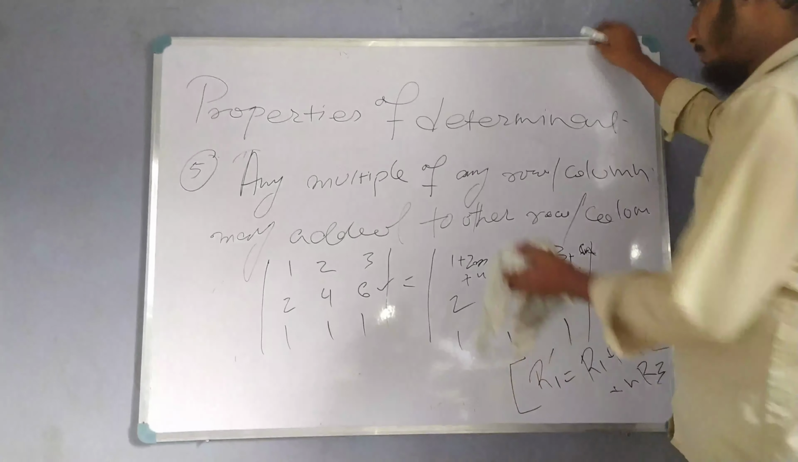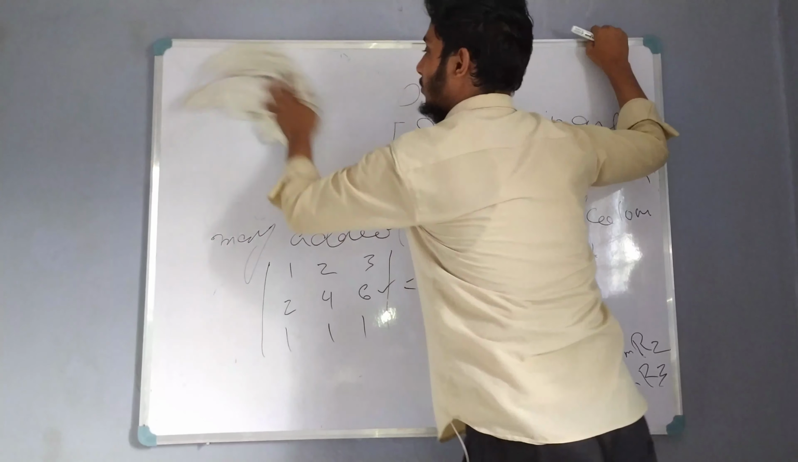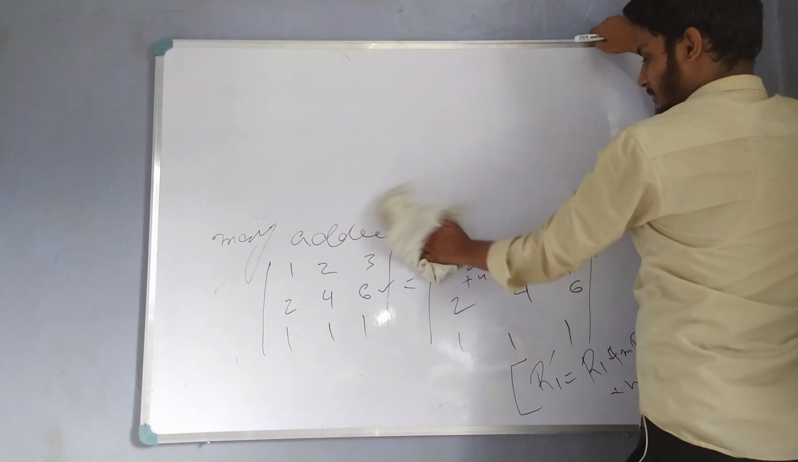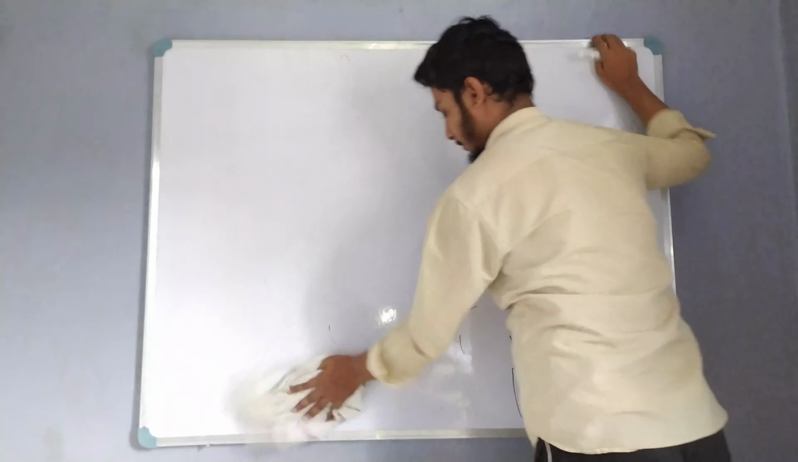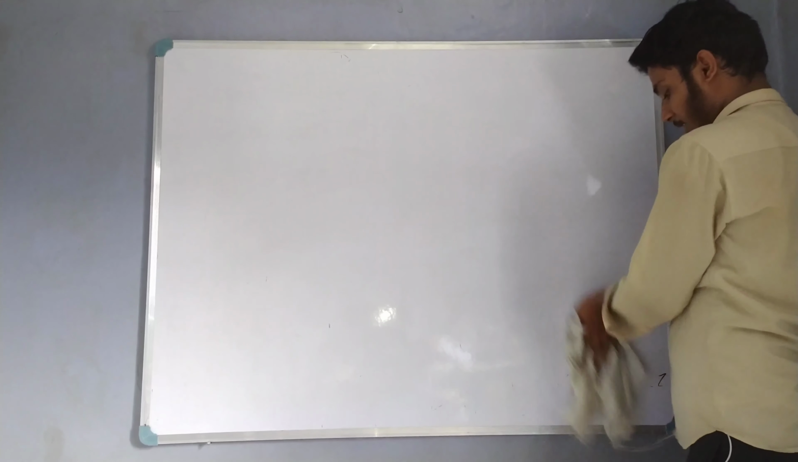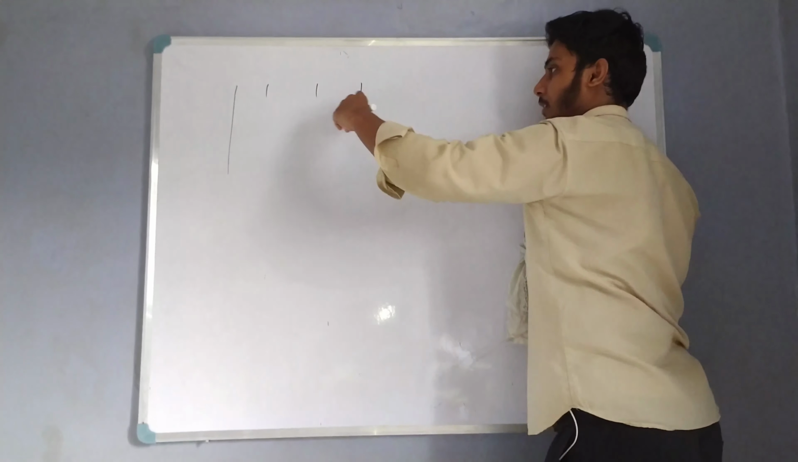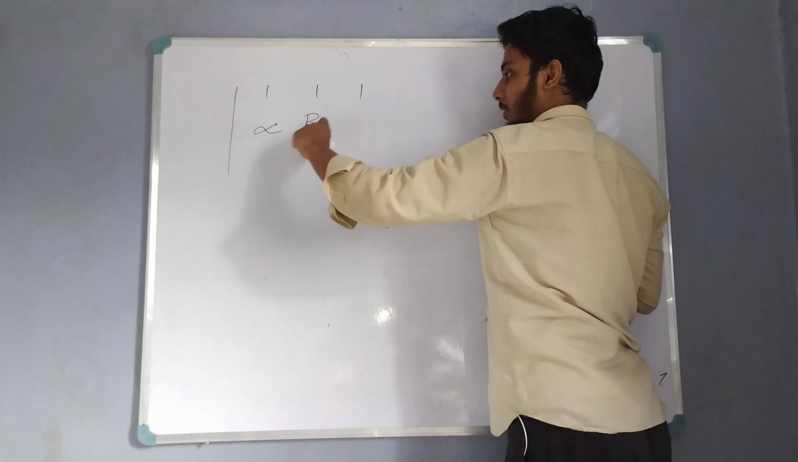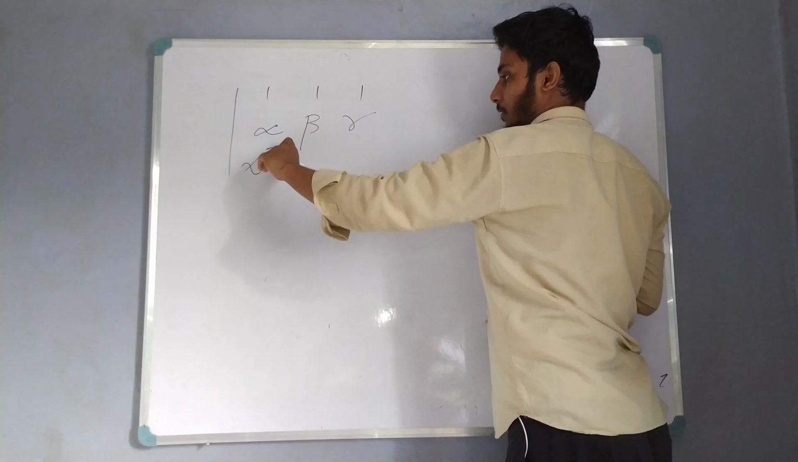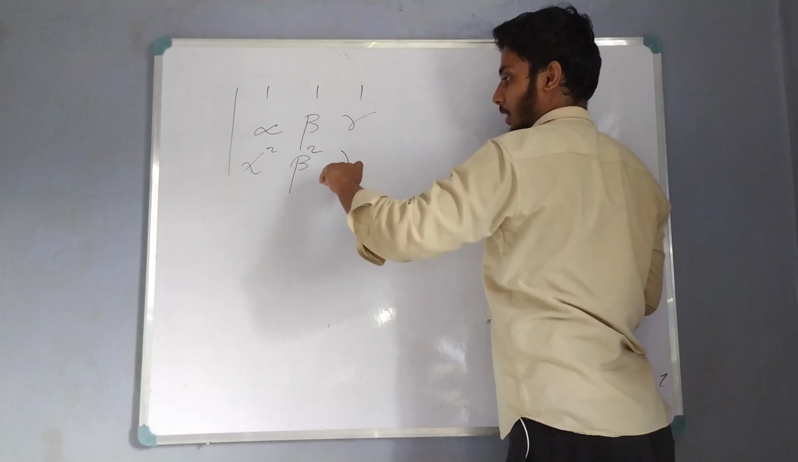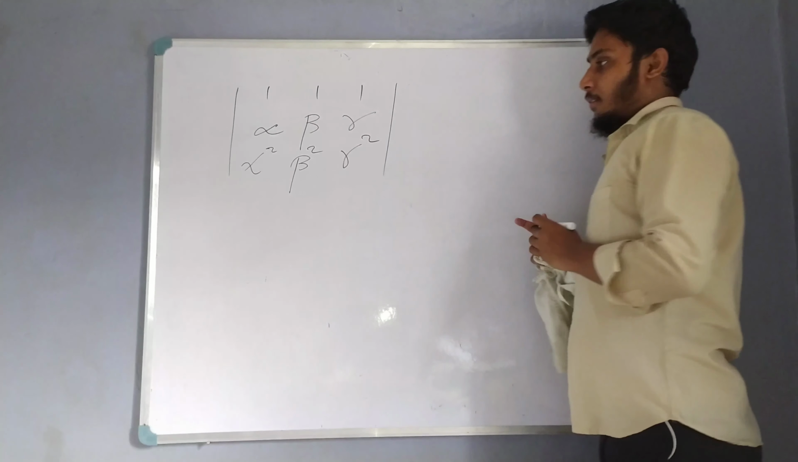We now solve some problems. I don't have the book, so I will have to take the book from someone. But some questions that I know, these are famous questions: 1, 1, 1, alpha, beta, gamma, and alpha square, beta square, gamma square. This question is very famous, and it may have come in the exam also. So you have to find the value of this determinant.